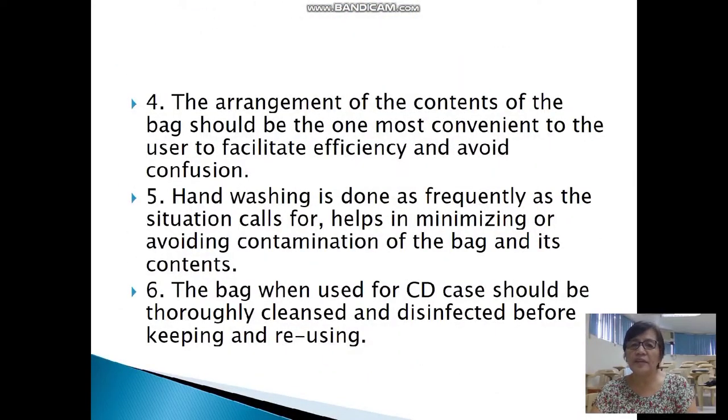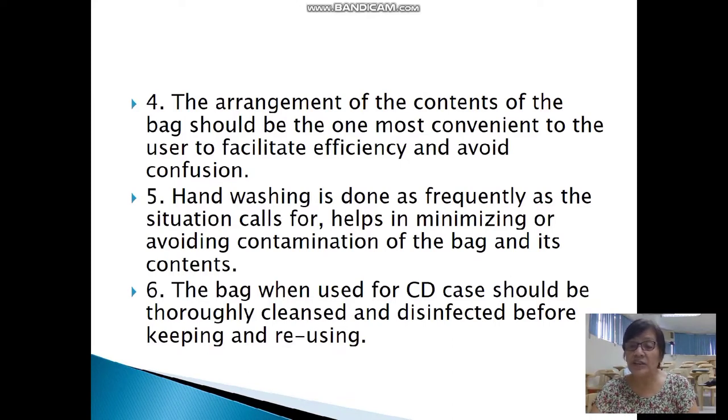The arrangement of the contents of the bag should be the one most convenient to the user to facilitate efficiency and avoid confusion. Hand washing is done as frequently as the situation calls for, helps in minimizing or avoiding contamination of the bag and its contents.